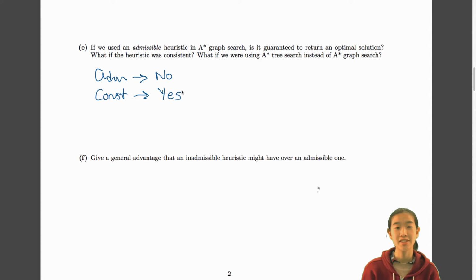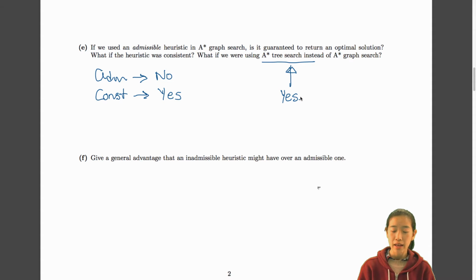For the next part, this is more conceptual. We kind of hinted at the answer already. If you were using A-star tree search instead of A-star graph search, then the admissible heuristic will guarantee optimality based off of the definition. And will a consistent heuristic guarantee optimality? It will indeed as well, because we have shown in class that a consistent heuristic is necessarily admissible. So consistent will also give us the optimal solution.